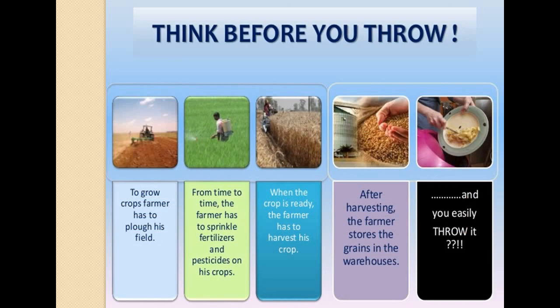The food which comes to your plate passes through a long process. First of all, the farmers grow the crops and it is a long process. In the second step, from time to time, the farmer has to sprinkle fertilizers and pesticide on his crop. And after that, when the crop is ready, the farmer has to harvest it. After harvesting, the farmer stores the grains in the warehouses and then it comes to your plate. And many times, if you are not alert, you are wasting many.